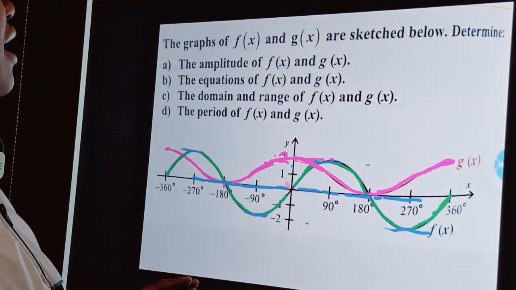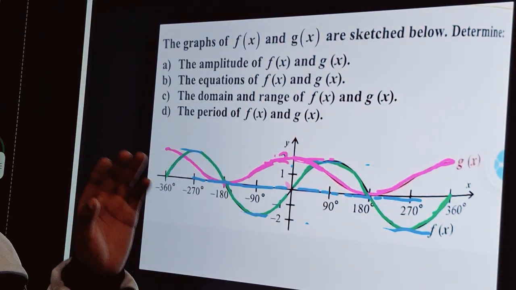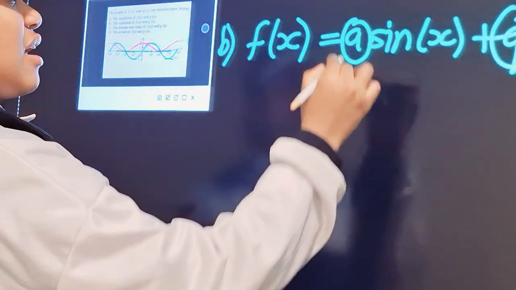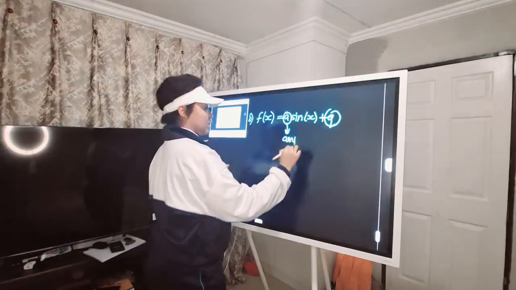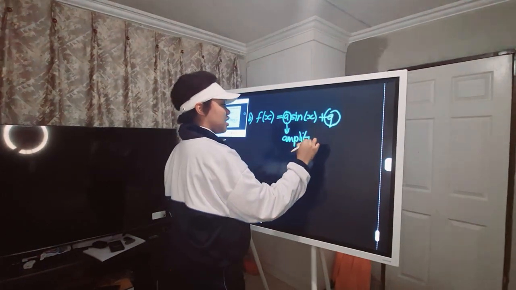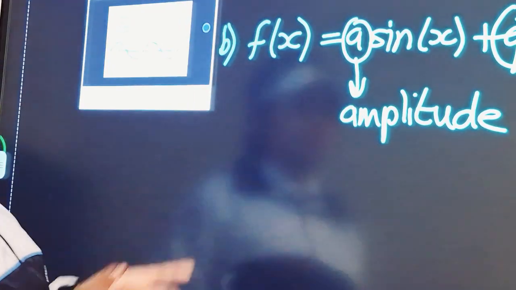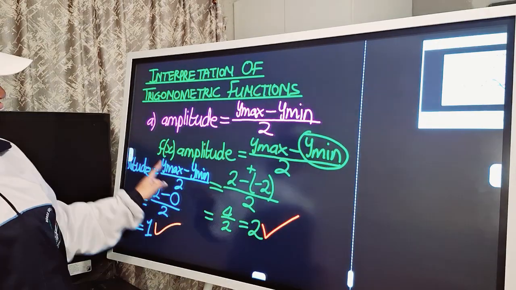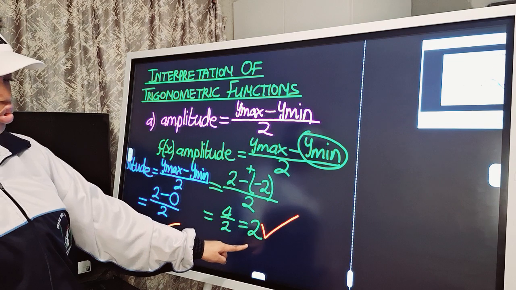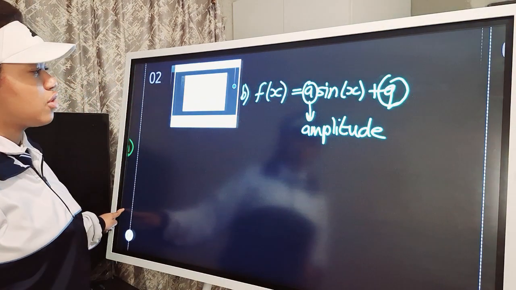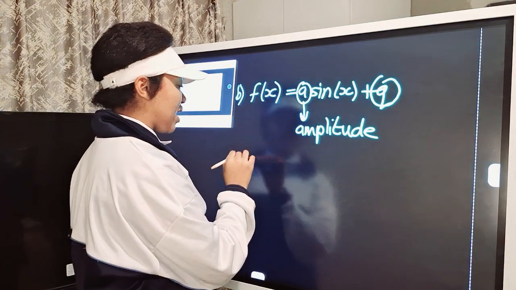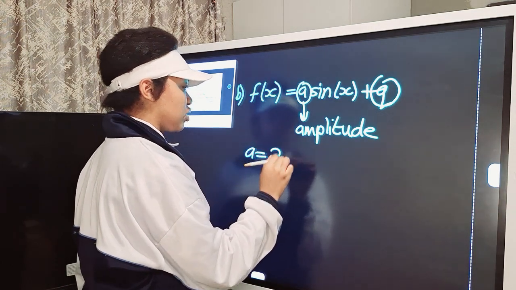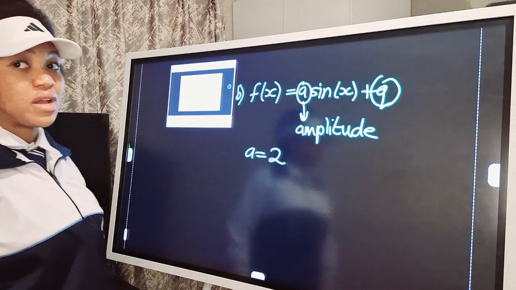So here I said f(x) is equal to a sin x plus q. First of all, let's talk about a. A represents the amplitude. Got it, guys? A represents the amplitude. And the amplitude of f(x), we already calculated it. The amplitude of f(x) is 2. So because the amplitude of f(x) is 2, we already know that our a is equal to 2, because a represents amplitude. So we are done with amplitude.